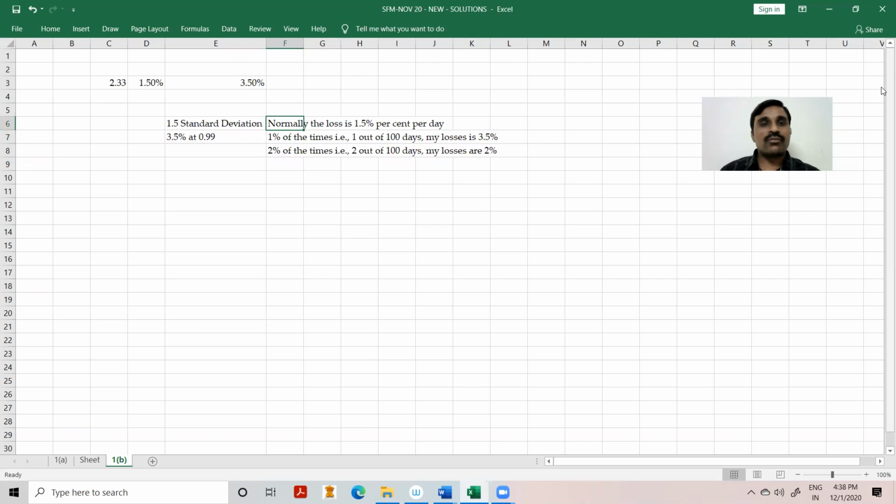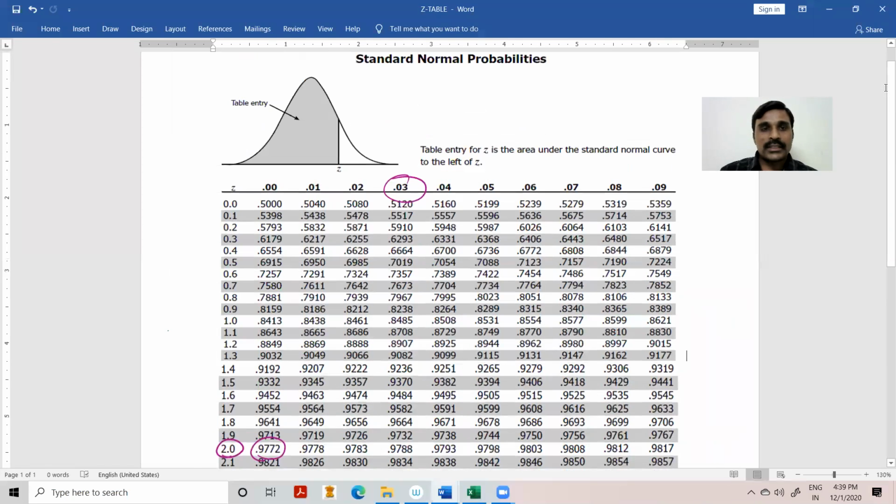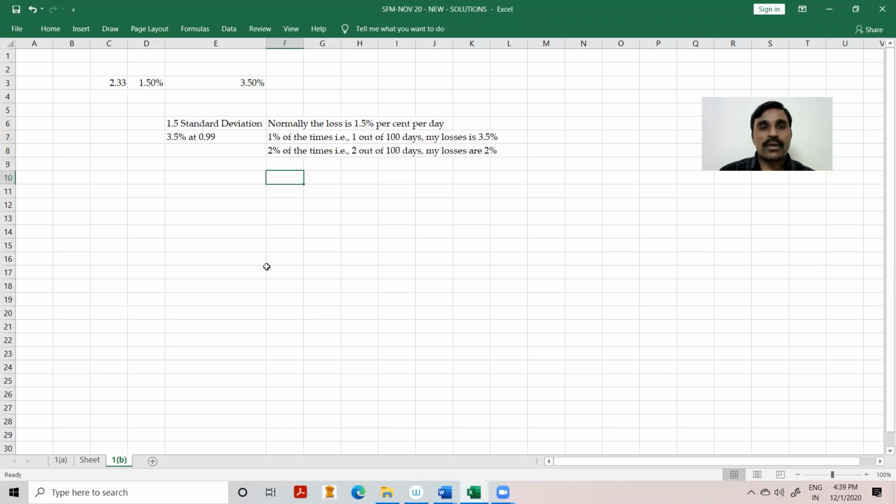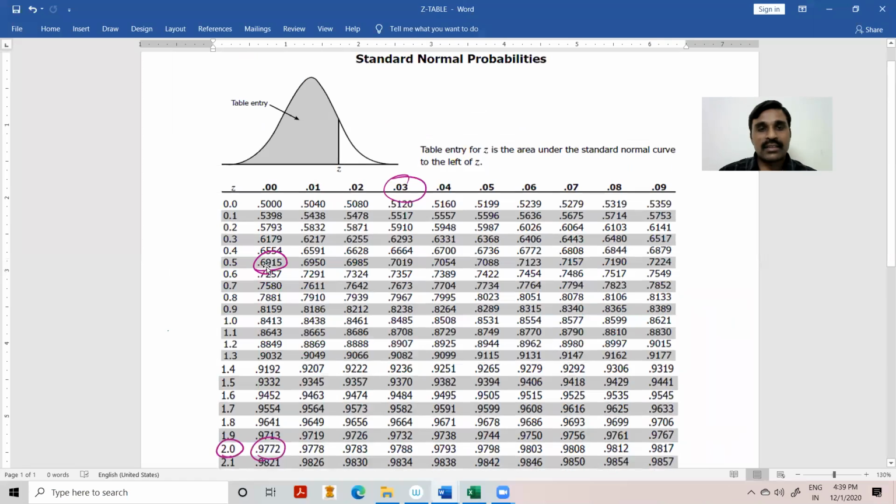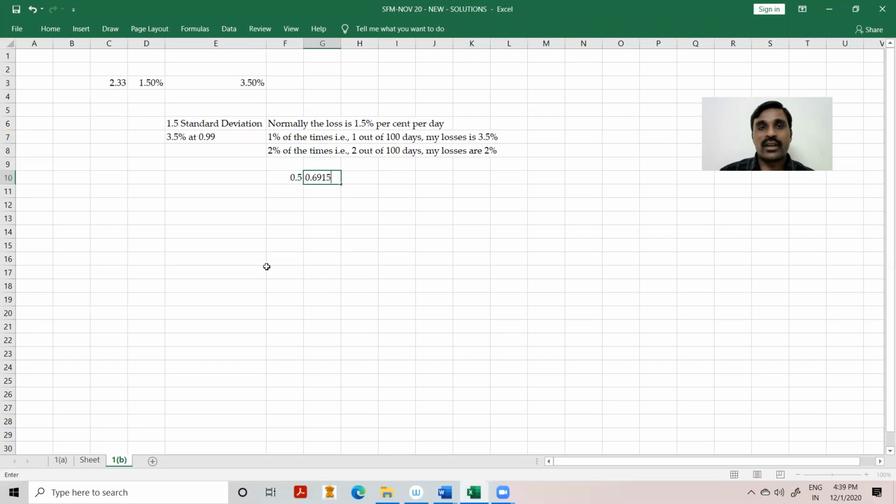That is what we have to interpret. Look at this point. So if I take this 0.6915, what does that indicate? 70% of the times my actual losses are 50% of what I predicted. That 0.5 and that 0.69. I'm taking it as 0.6915. So what does that indicate?